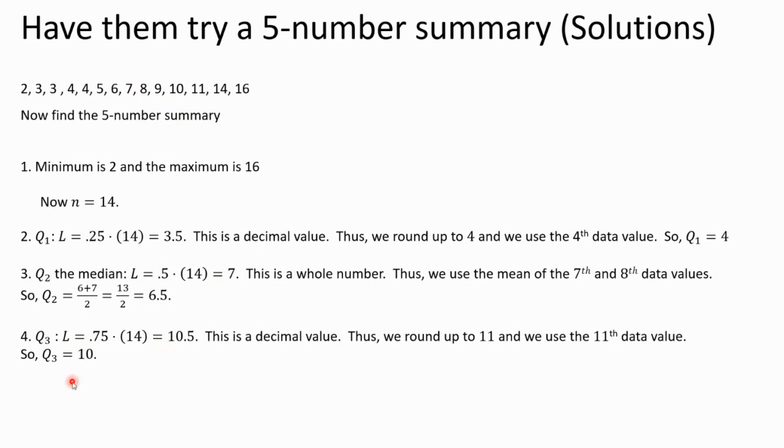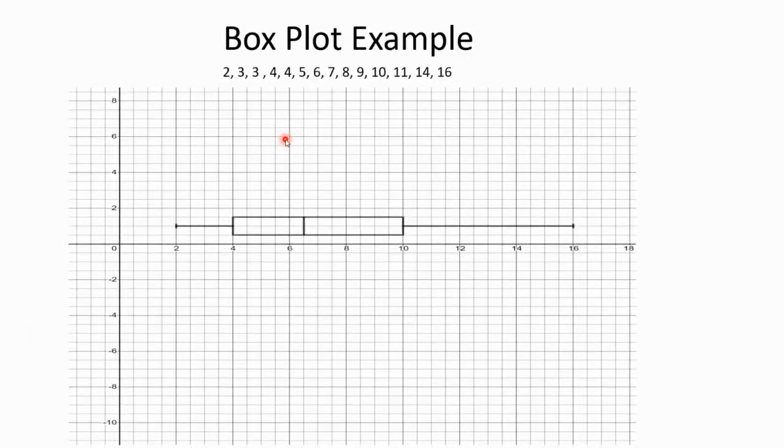And again, what does this mean? Well, this means 75% of the data is below 10. The median is 50% of the data is below the median. And for the 1st quartile, 25% is. So with this 5-number summary, we can make a box plot. I'm going to show you how to make it. I'm going to make it in Desmos, but this is what we would get.